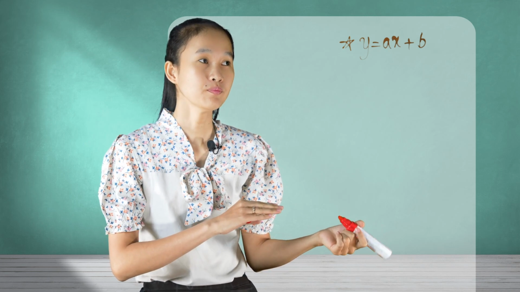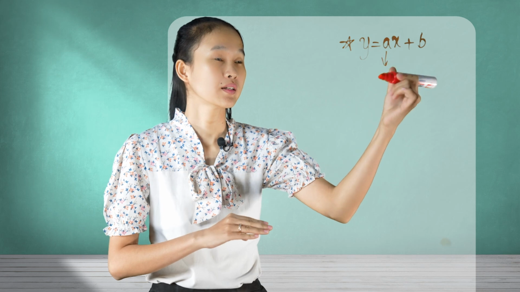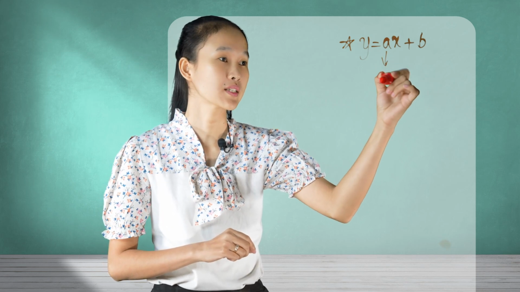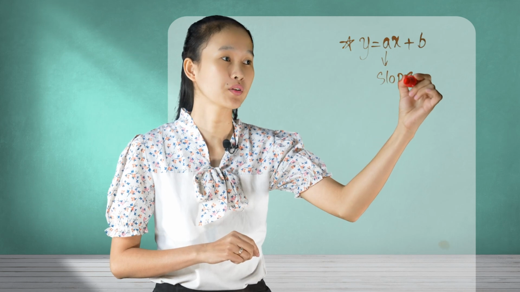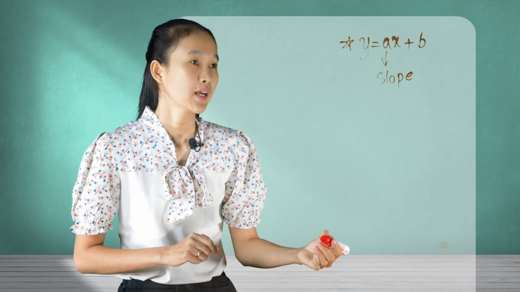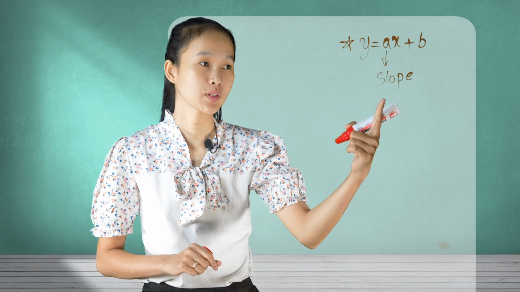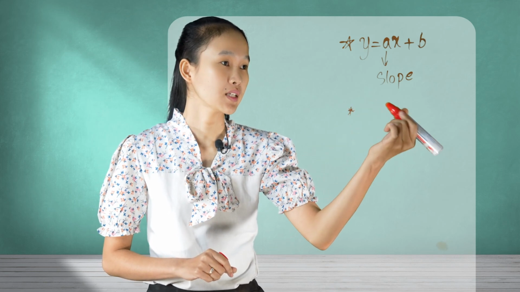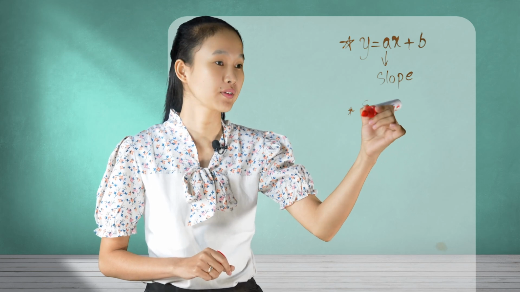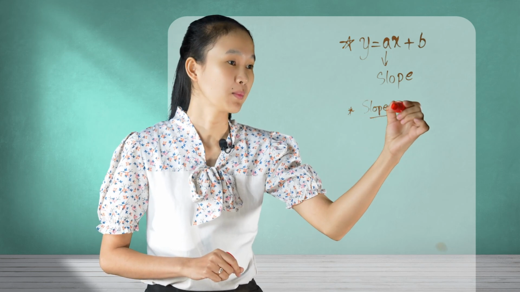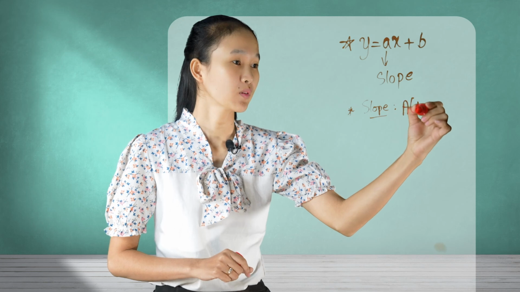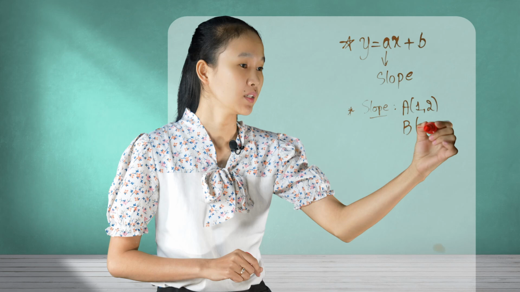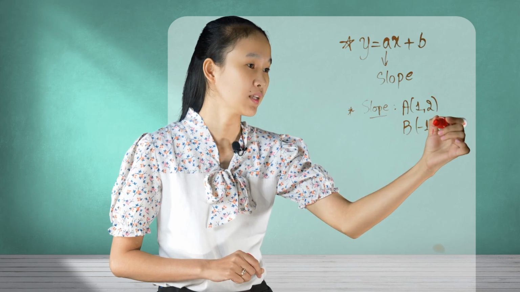So here, a is a constant, and it is called the slope of the line. In order to find the slope, you have to follow the formula. Let's say you have point A (1, 2) and point B (-1, 0).